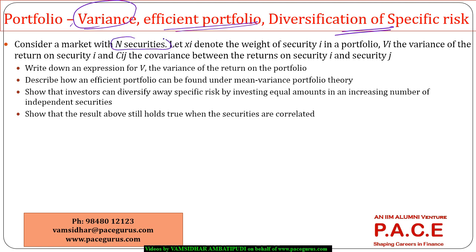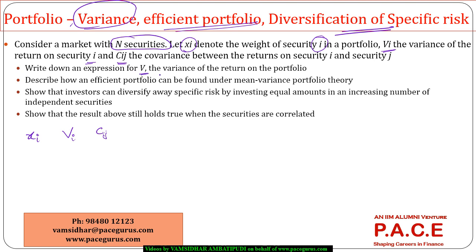Consider a market which has n securities. Now Xi denotes the weight of security i in a portfolio. Vi is the variance of the return of security i, and Cij is the covariance between the returns on security i and security j. So we have a few letters to be used: Xi, Vi and Cij. These are the things that we are using.